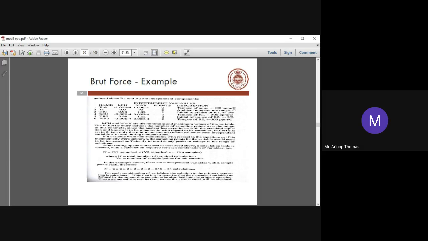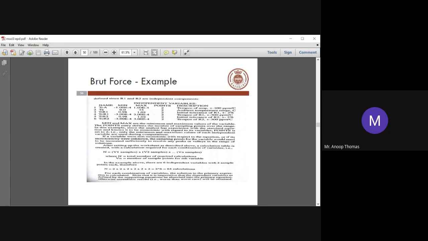After setting up the worksheet as described above, a calculation table is created with a calculation required for each combination of variables. That is N is equal to V1 samples into V2 samples into Vn samples, the total number of required calculations, where Vn is the number of sample points for the nth variable. In the above example, the number of calculations required is 2 into 2 into 2 into 2 into 2 into 2, that is 2 raised to 6, equal to 64 calculations. For each combination of variables, the solution to the primary expressions is calculated.